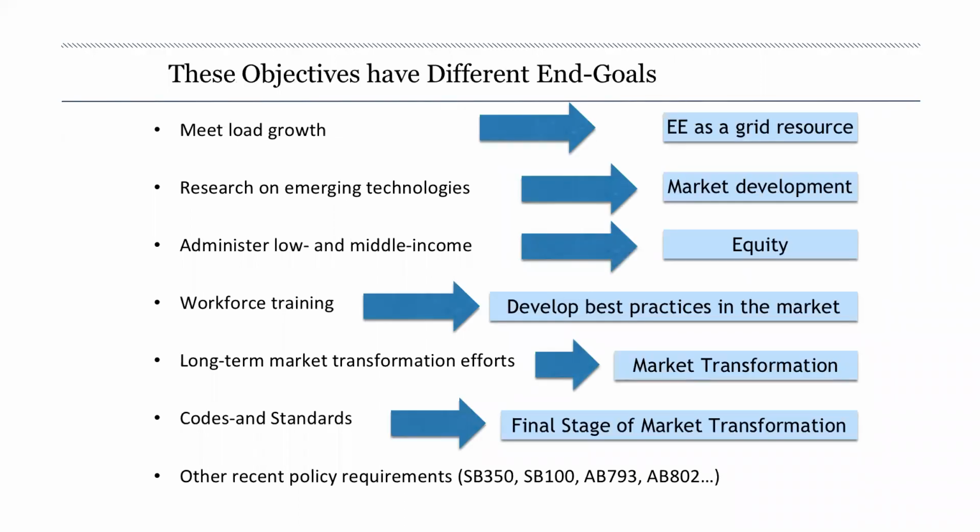Now, each of these objectives has a unique end goal. In an ideal world, the end goal that you're trying to achieve through a program is what defines the metrics of success of the program, and that's what you're tested on. And going back to what I said a little bit ago, the TRC is a robust test for energy resources, but what do you do when you have all these other requirements as well? Next slide, please.